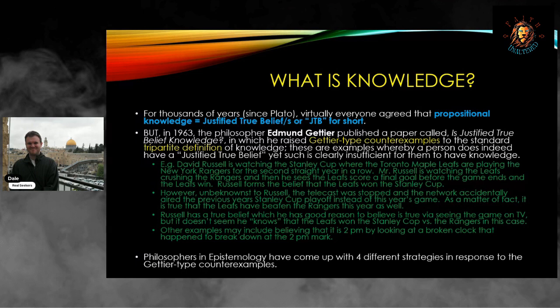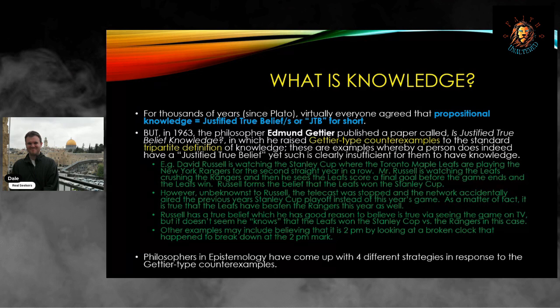So in this case, I would have a justified true belief that it's 2 p.m. But it's insufficient for knowledge. There's something wrong. There's something missing almost. It's clearly insufficient. And I think that's clear from these Gettier type counterexamples.